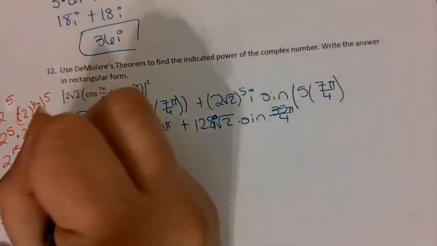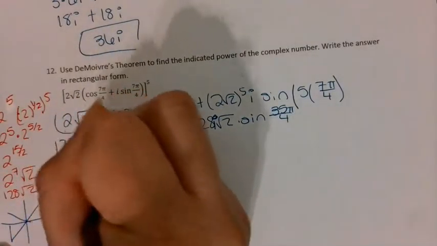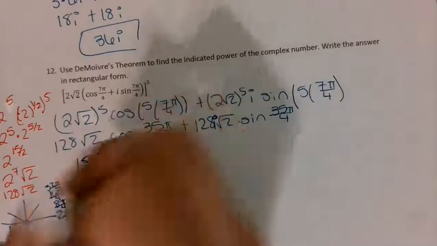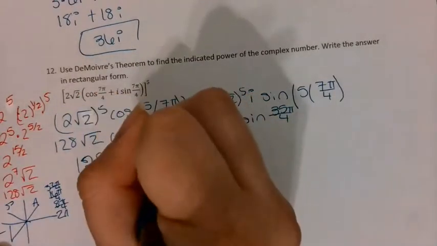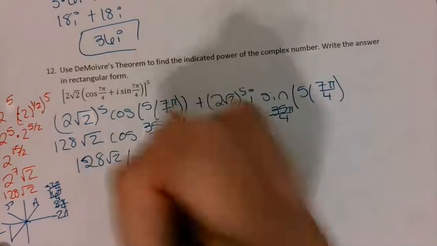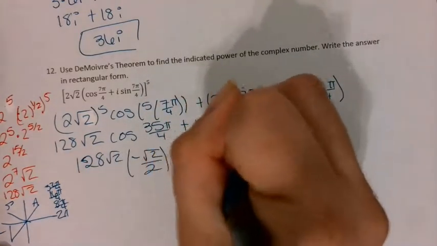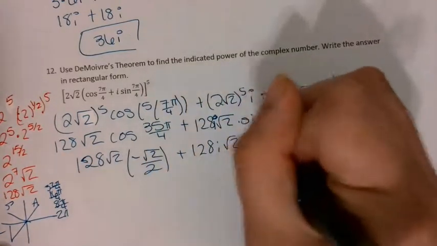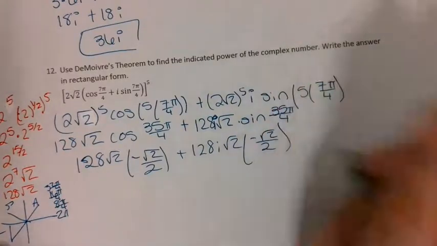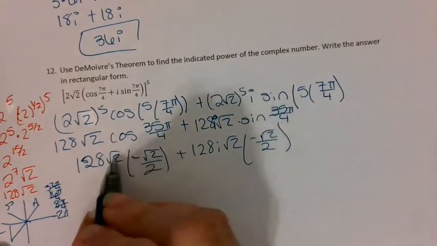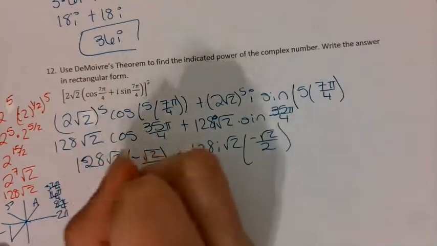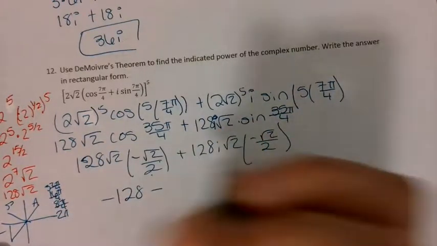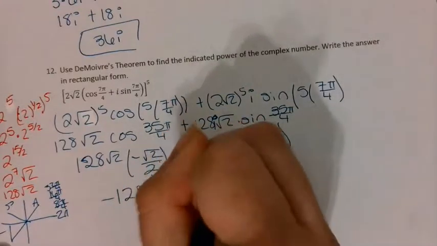So this would be 128 square root of 2. Cosine is negative here. So I have negative square root of 2 over 2 plus 128i square root of 2 times negative square root of 2 over 2. Square root of 2 times square root of 2 is 2, divided by 2 cancels out, so I have negative 128 minus 128i.